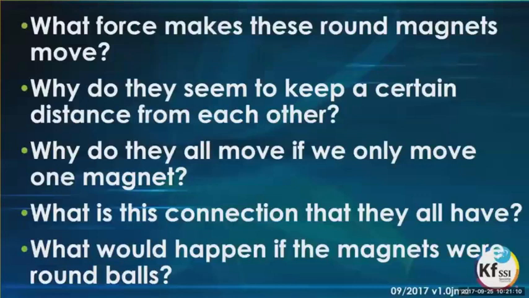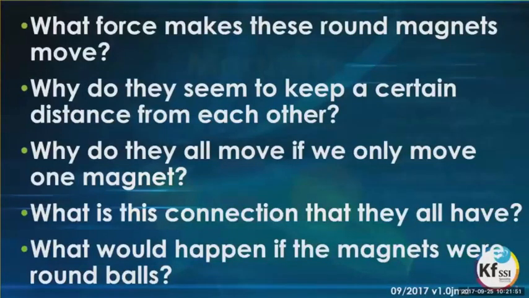You know, if we have 3 or 4 magnets in there and we move one of them, the other 3 or 4 will move as well. So why do they do that? What is the connection that they all have? And what would happen if these magnets were round balls, and we'd have to do that in a 3-dimensional aspect? Because bear in mind, this is on a flat plane. So if they were round and we could do that in 3 dimensions, one could visualize this positioning that they are doing. It's like a dance that they're all doing together. So these are the questions that one has to ask.